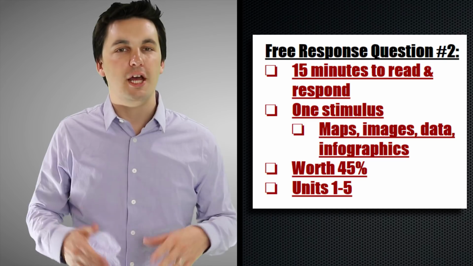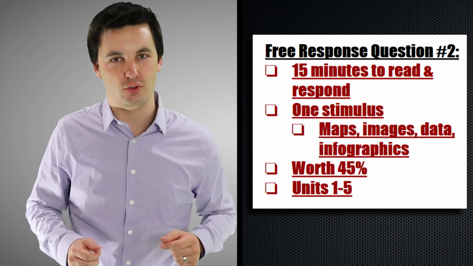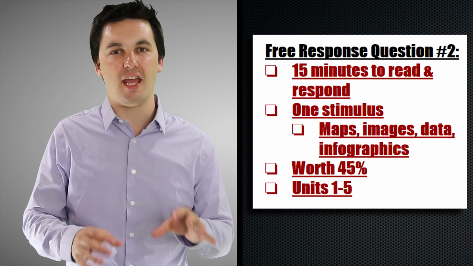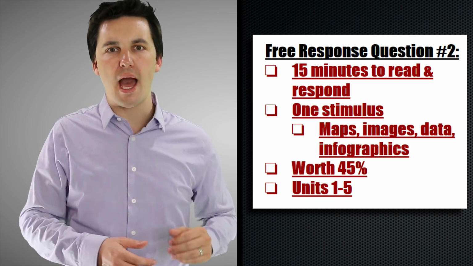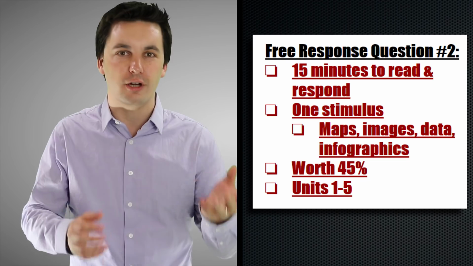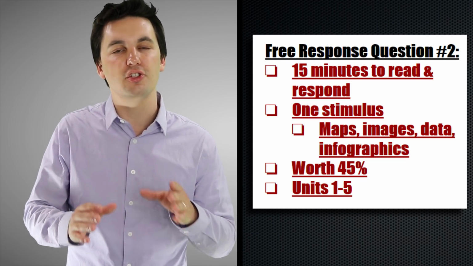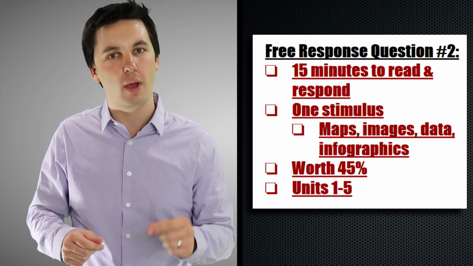Question 1, remember, is worth 55% of your grade. Question 2 is only worth 45% of your total score, and you'll have 15 minutes to answer this one. Here, though, you're only given one stimulus set. So it'll be one map or a data set or a table or chart or infograph. So there's less information to look at for this question, but you also have less time.